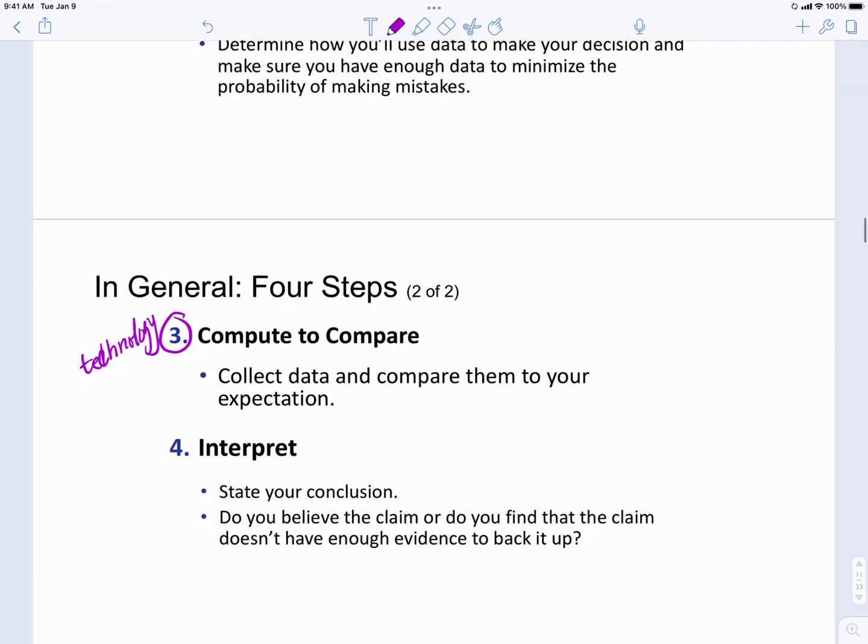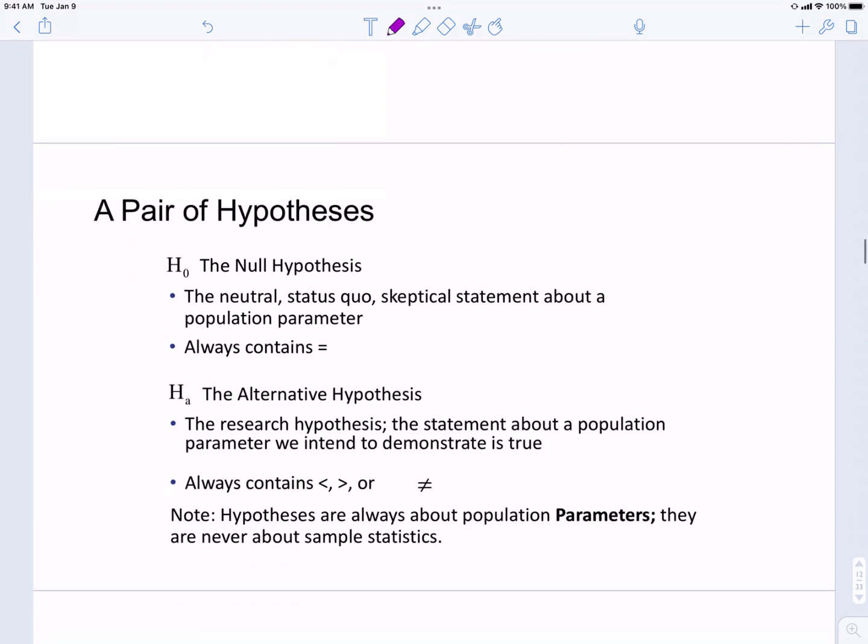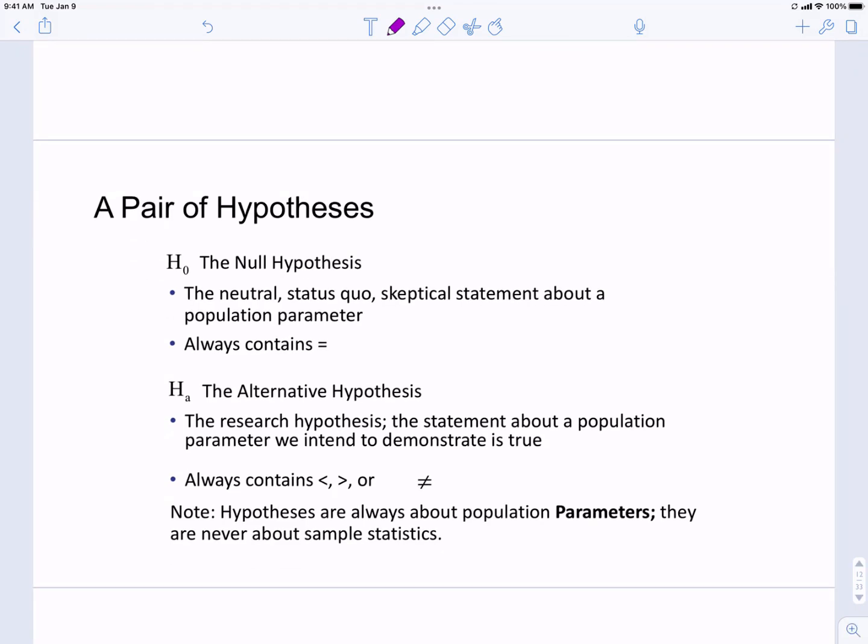All right. Let's take a look at those 4 steps again in more detail. So the first step was hypothesize. There's always a pair of hypotheses. The first hypothesis is called the null hypothesis, and it's abbreviated with the capital H and a subscript of 0. The null hypothesis is the neutral or status quo hypothesis about a population parameter. And what's important is that it always contains an equal sign or equality.